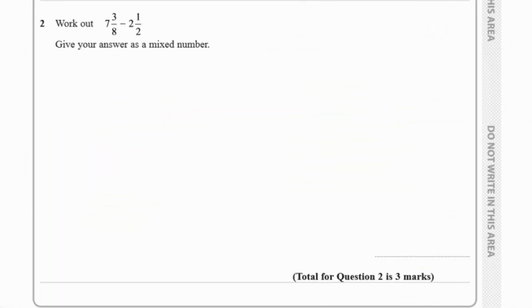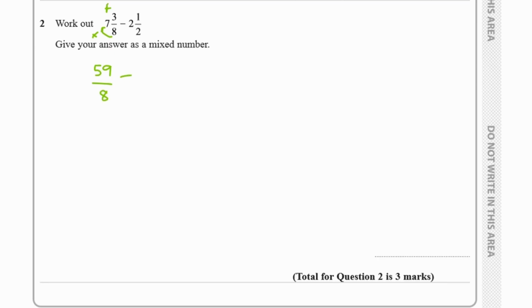For number 2, it says work out 7 and 3/8, take away 2 and a half. Give your answer as a mixed number. So in order to do this, we would first have to change these into improper fractions. So we will multiply 7 by 8. If we add the 3, that gives us 59. So our improper fraction is going to be 59 over 8.